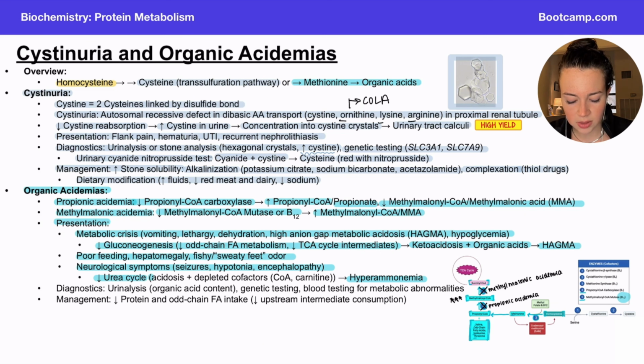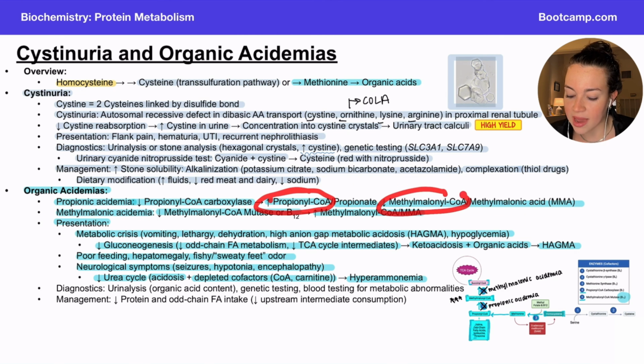So we already talked about how we get a high anion gap metabolic acidosis in this condition. That's one reason why the urea cycle shuts off. The urea cycle will also shut off because of a depletion of cofactors like CoA and carnitine, which are important for the urea cycle. You get CoA depletion because a lot of that CoA is sequestered as propionyl-CoA and methylmalonyl-CoA.